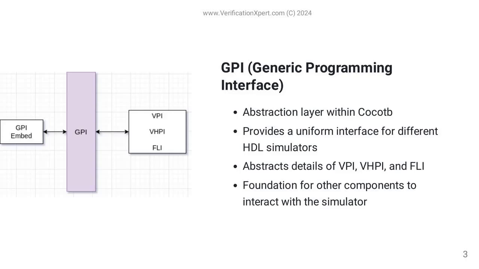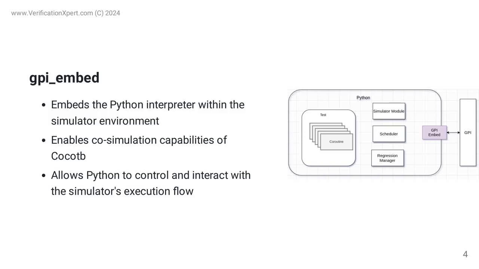Next, we have the GPI, or Generic Programming Interface. This serves as an abstraction layer within Cocotb, providing a uniform interface for different HDL simulators. It abstracts the details of VPI, VHPI, and FLI, and forms the foundation for other components to interact with the simulator. The GPI embed component embeds the Python interpreter within the simulator environment. This enables the co-simulation capabilities of Cocotb, allowing Python to control and interact with the simulator's execution flow.